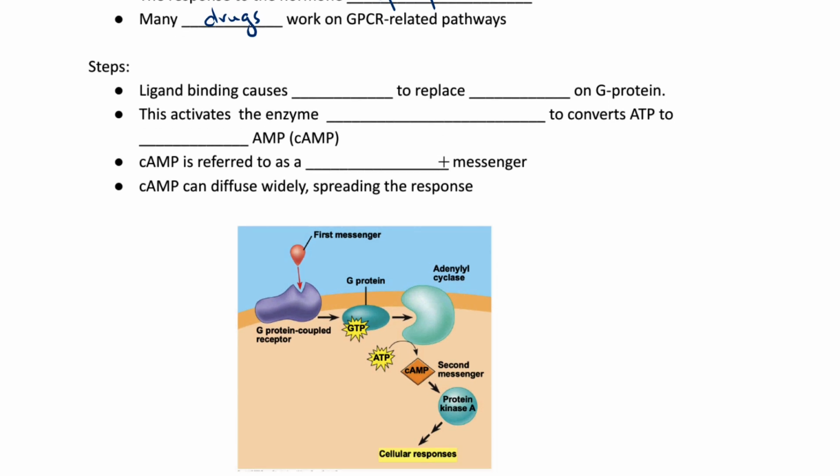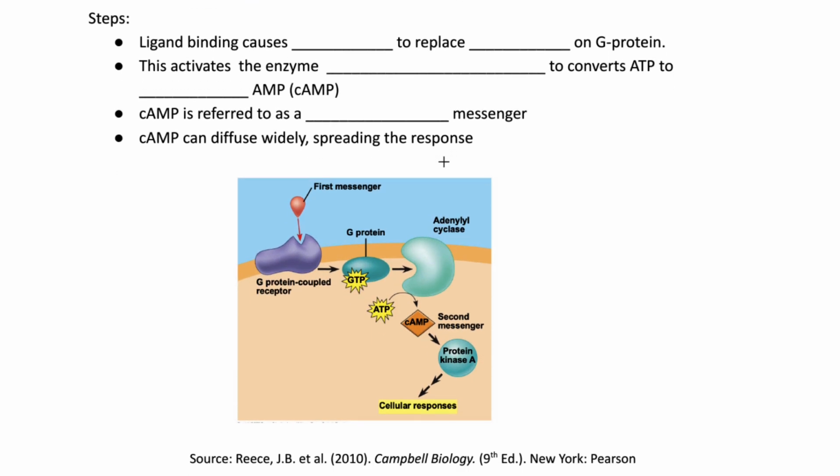So the steps involved in G-protein coupled receptor signaling are shown here in this diagram from Campbell Biology. The ligand, shown here in red, binds to the G-protein coupled receptor, which is a transmembrane receptor embedded in the membrane, and that causes the molecule GTP, that's related to ATP, or adenosine triphosphate, but instead of adenosine we have guanosine. So GTP replaces GDP, which is the same thing but with one less phosphate, on the G protein.